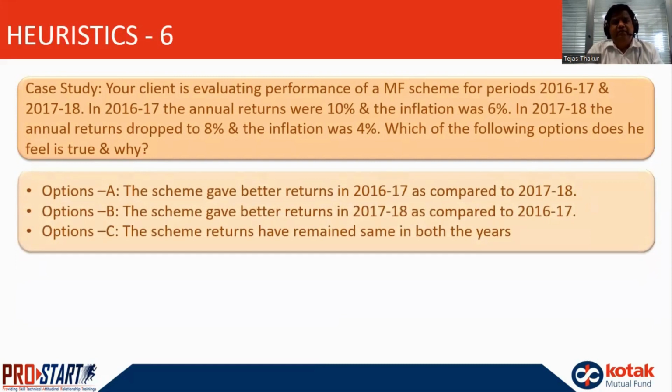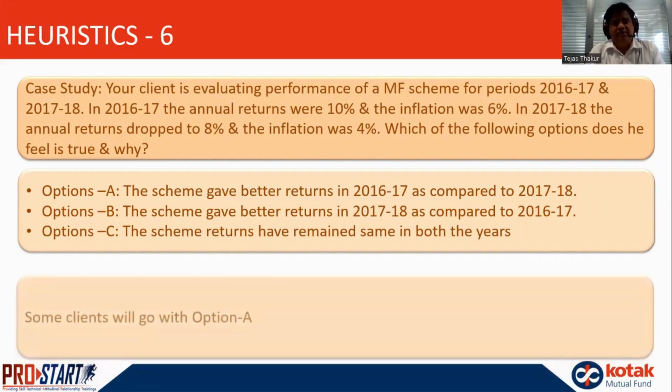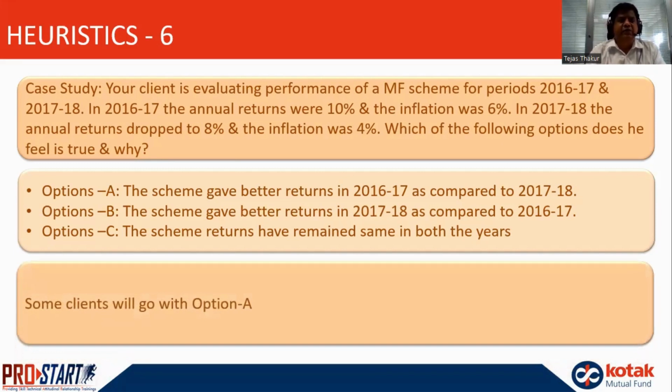A, the scheme gave better returns in 2016-17 as compared to 17-18. B, the scheme gave better returns in 17-18 as compared to 16-17. And C, the returns have remained unchanged in both the years. What is the actual answer? Some clients will go with A.